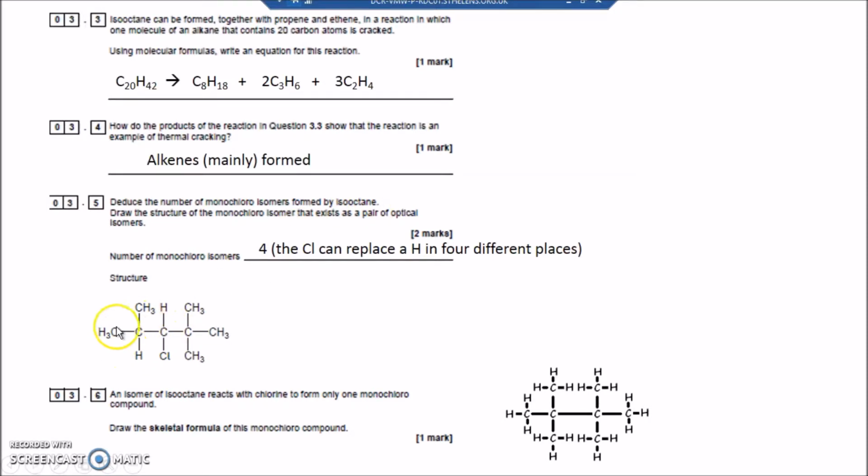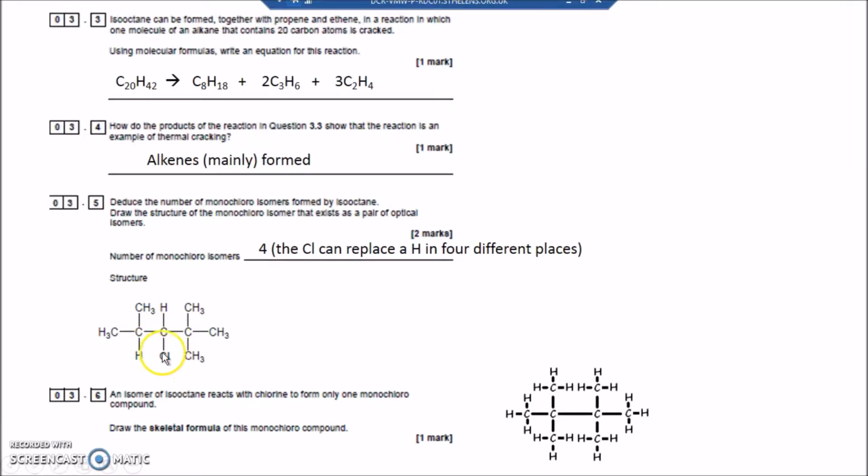No other H replaced by a Cl will produce a chiral carbon. One of these H's wouldn't do, because if I replace one of these H's on the C, I've still got two H's on the C. If I replace this H, I've got two methyl groups still on the C.